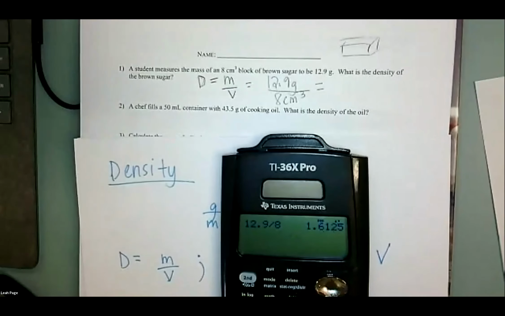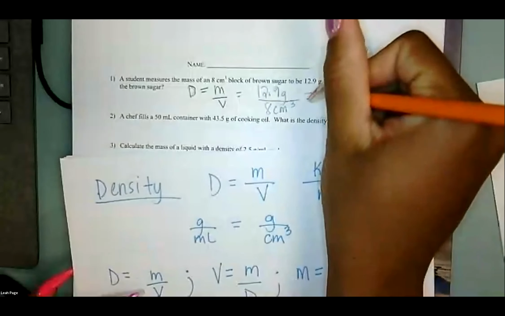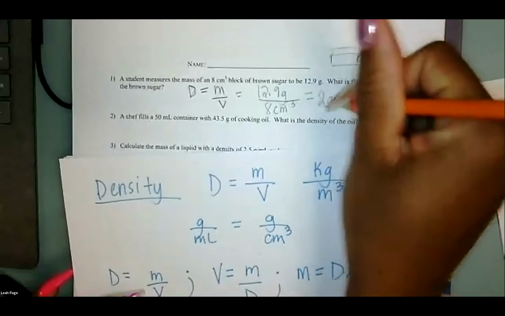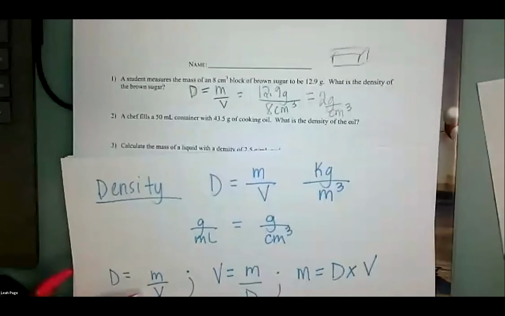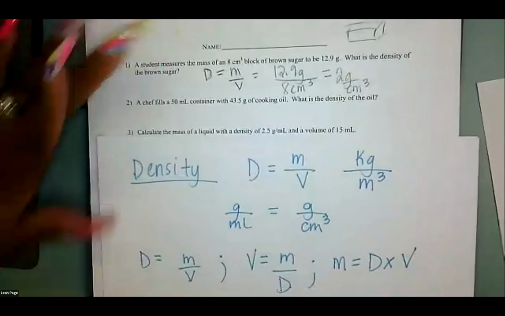We get 1.6 as our answer, but what's 1.6 rounded to 1 sig fig? 2. All right, great. We all see that it's 2. You see, guys, we're going to do this enough that it's going to be easy. So 2 grams per centimeter cubed, that's going to be the density of this brown sugar. Let's go to the next one.